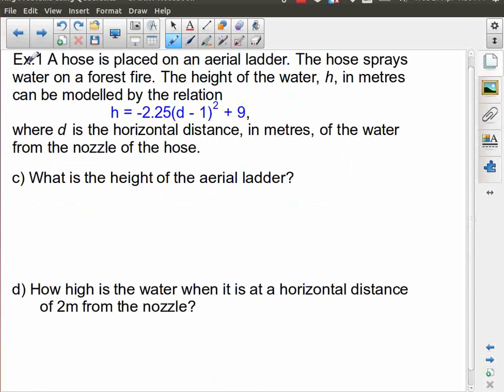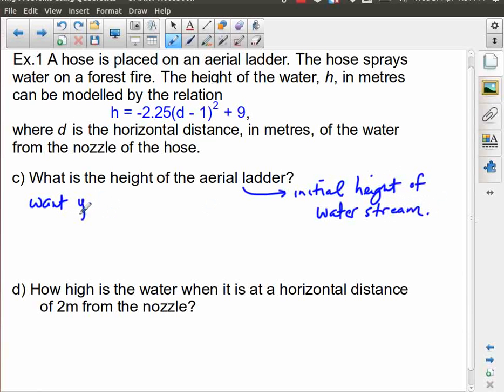This is a continuation, but you can see now I've got a part C and a part D. What is the height of the aerial ladder? Well, we don't actually know that. Don't make the mistake of thinking that's here. That would be the y-intercept, but that isn't the y-intercept. That's the y-coordinate of the vertex. So what we actually want for this one, the height of the aerial ladder, is the same as the initial height of the water stream. And if that's the case, then we're looking for the y-intercept, which of course is not a y-intercept in this case. We've talked about that already.